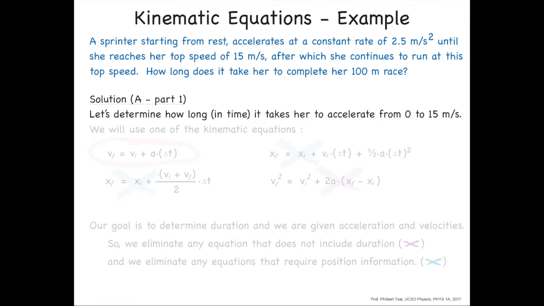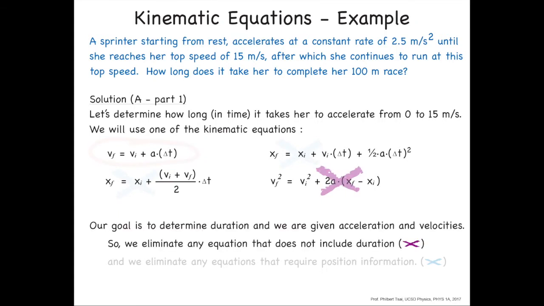Okay, so part A, let's determine how long it takes this sprinter to accelerate from 0 to 15 meters per second. We're going to want to use one of our kinematic equations. We've listed all four here, and we have to determine which one's most relevant. So let's be goal-oriented again. The goal of our first portion is to determine the duration, or the time, for her to get up to top speed. And we were given the acceleration rate and the initial and final velocities. She goes from rest to 15 meters per second.